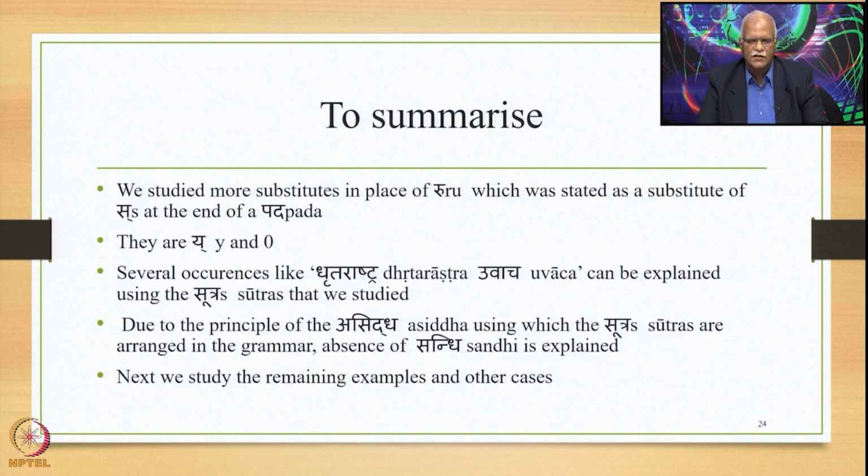To summarize, we studied more substitutes in place of ru, which was stated as a substitute of sa at the end of a pada. These two substitutes are ya and 0. Several occurrences like Dhritarashtra Uvacha, Sanjaya Uvacha can be explained using the sutras that we studied so far in the Swadi Sandhi. Due to the principle of the asiddha using which the sutras are arranged in the grammar, absence of sandhi is not explained by the grammarian.